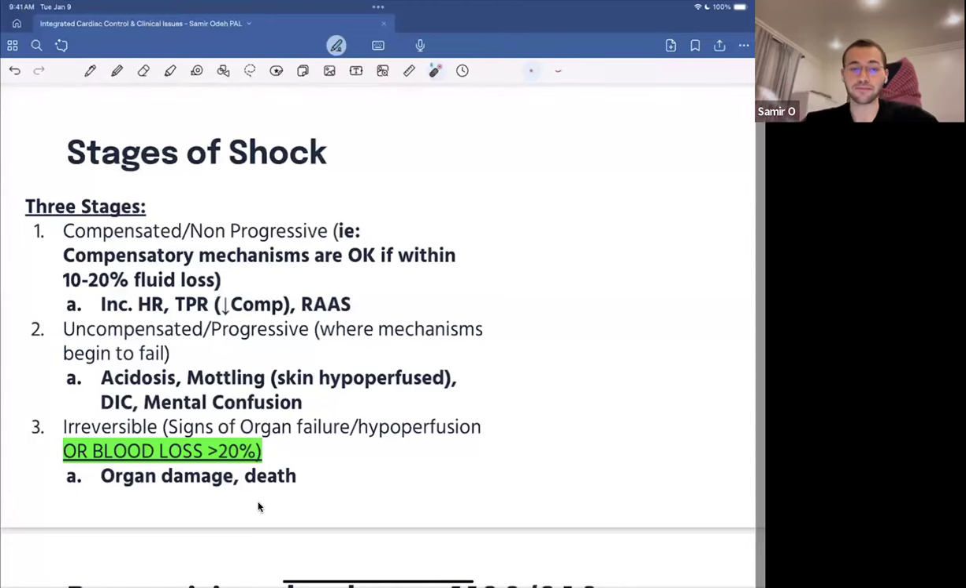And finally, the irreversible stage of shock. It is the worst stage of shock. It happens when you have blood loss over 20%. Essentially, it's organ failure. So they'll talk about a decrease in urine output. They'll talk about increased carbon dioxide concentration in the expired air, decreased inspired oxygen. So they'll talk about signs of the organs going wrong, and this is because the organs are dying due to ischemia.